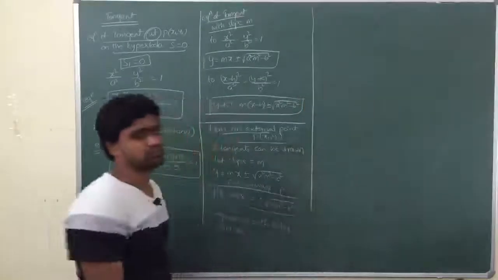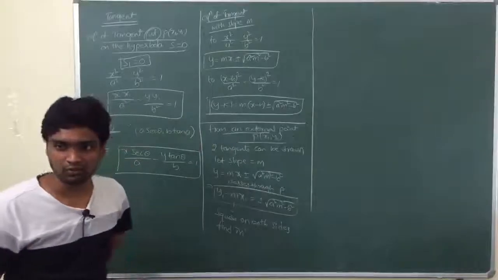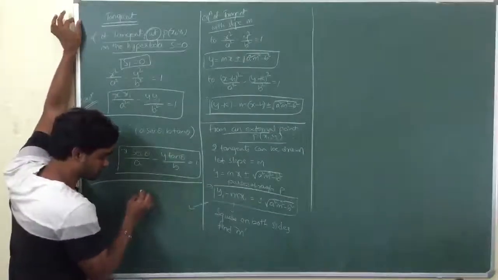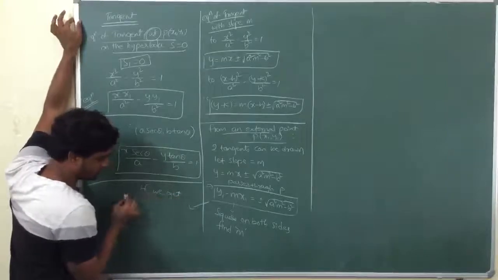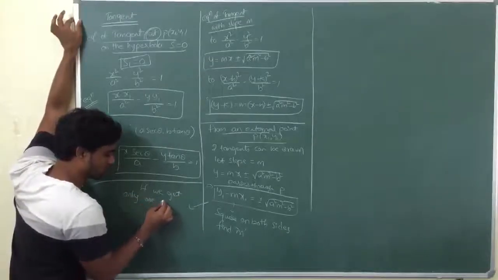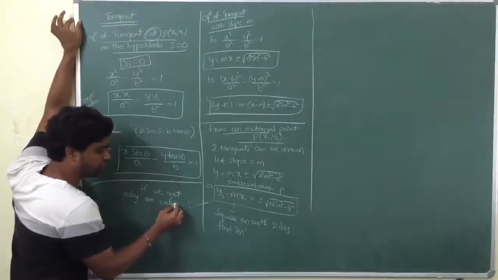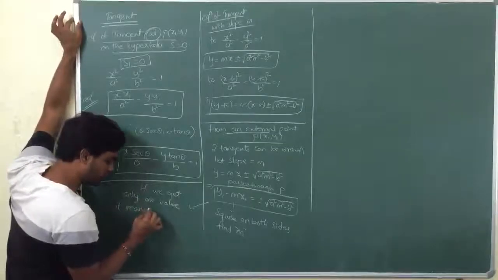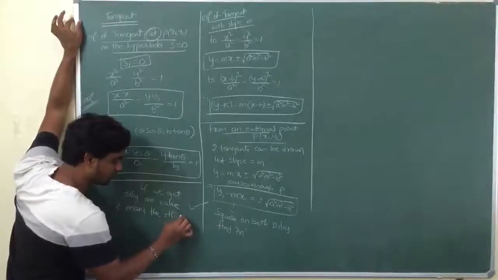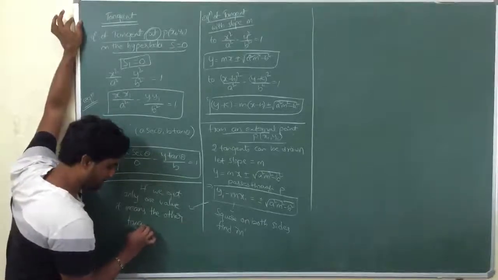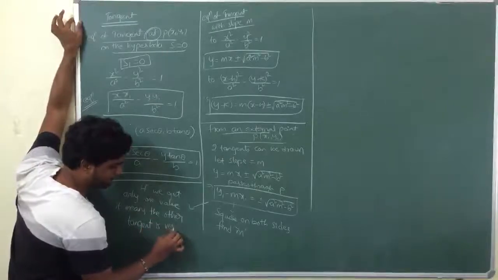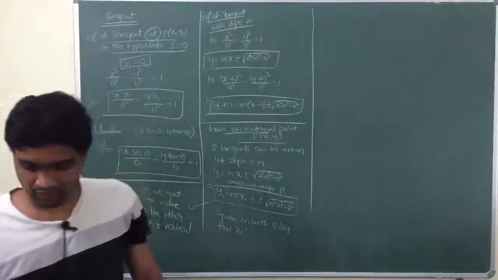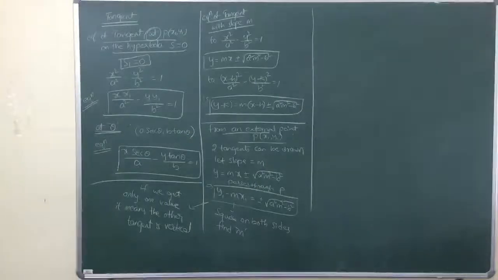What if we get only one value? If we get only one value of m, it means the other tangent is vertical, that is, its slope is not defined. Correct.